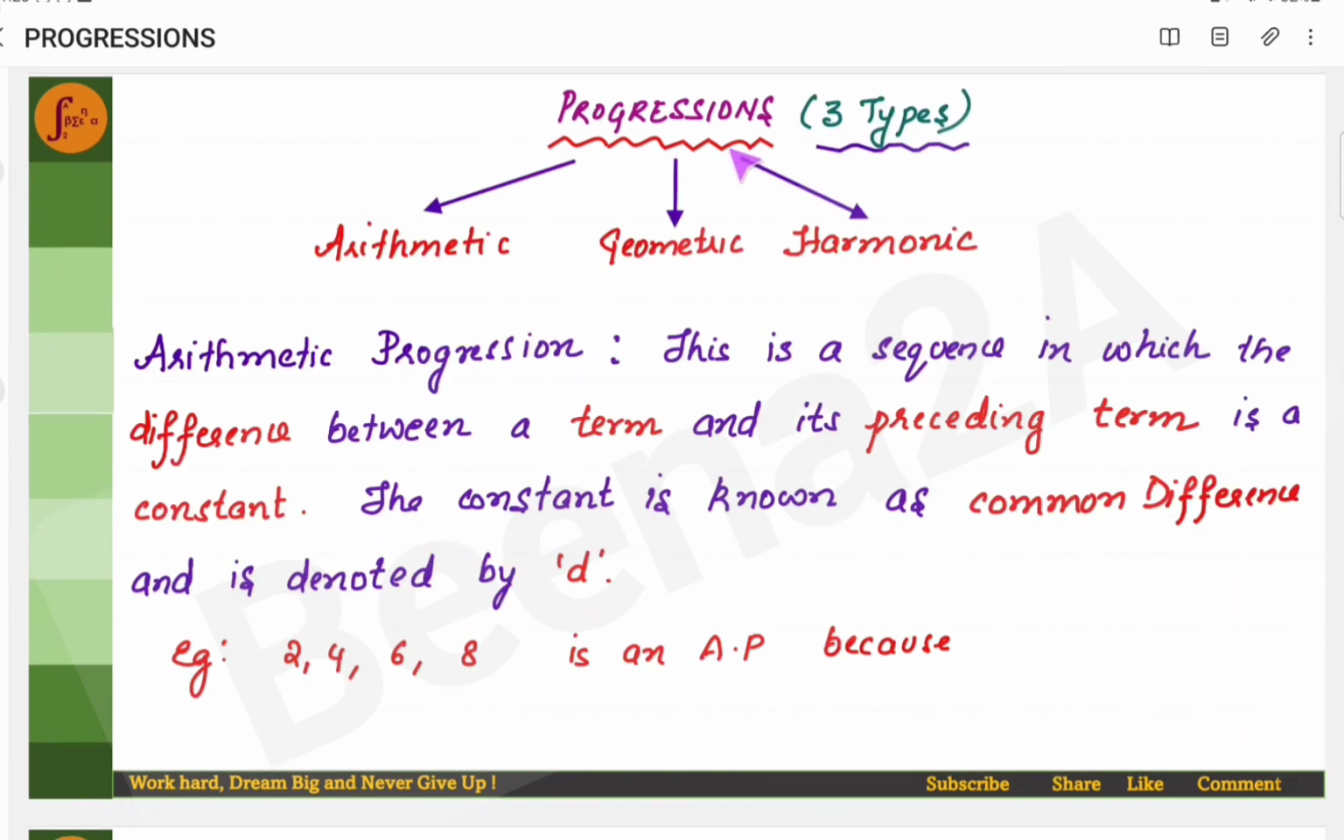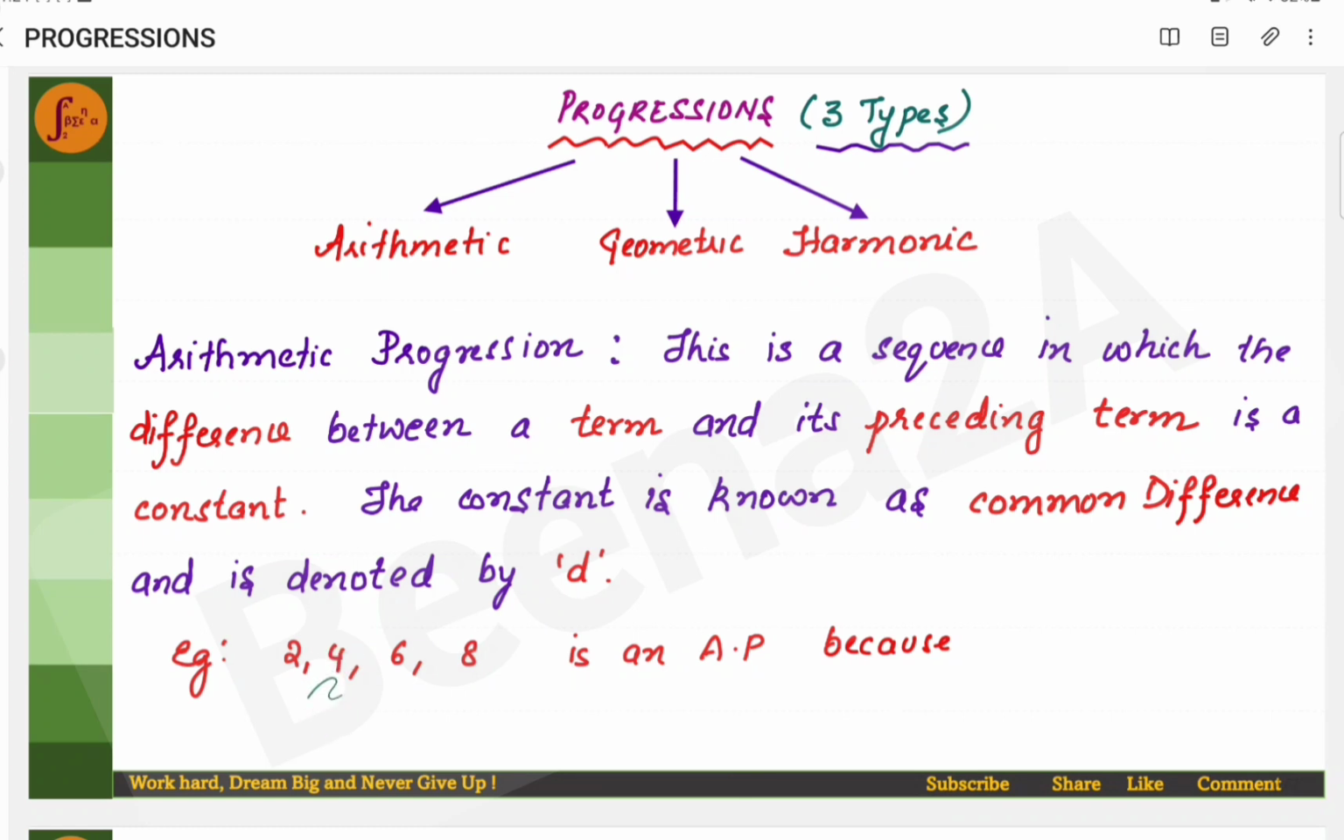Now in progressions, there are three types: arithmetic progression, geometric progression, and harmonic progression. What is an arithmetic progression? An arithmetic progression is a sequence. But in this particular sequence, between one term and the other term, there is a common difference. There is a difference, and that difference is there between every two terms.